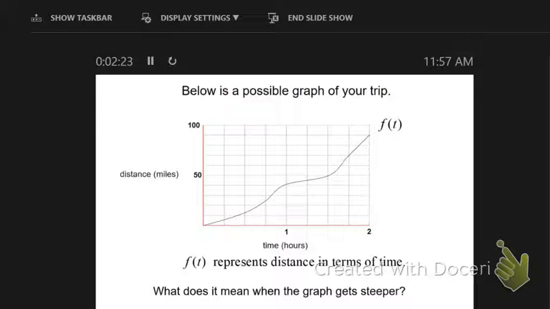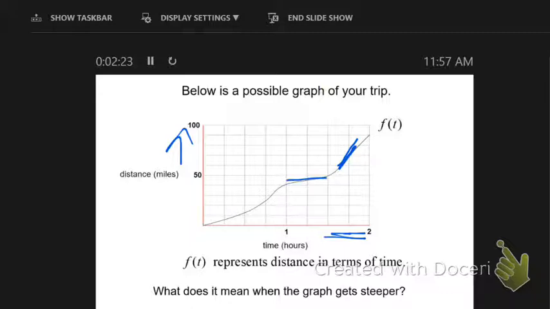So at this spot right here where the graph is a little steeper, we're covering more distance in less time. So if we're covering more distance over less time, that means that's a spot where you're going faster. Just common sense. Okay, well, how about a spot where it's kind of flattened a little bit?